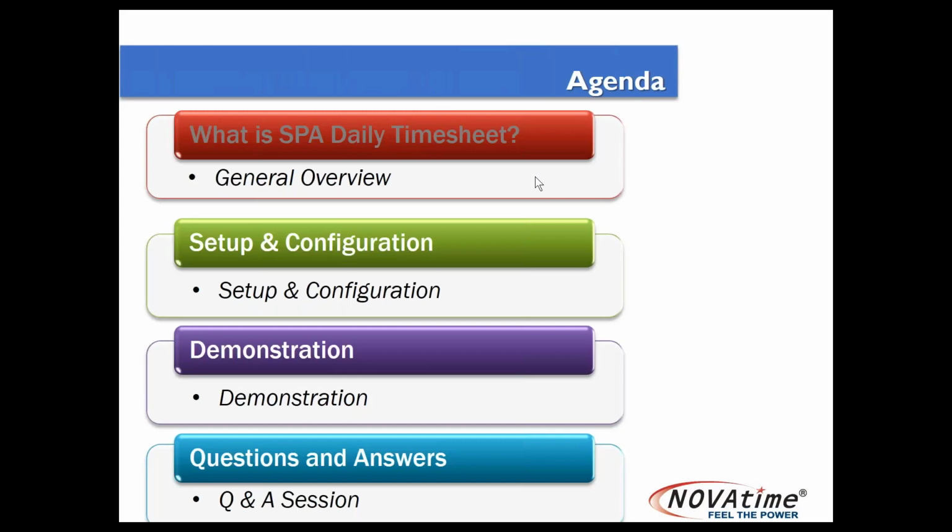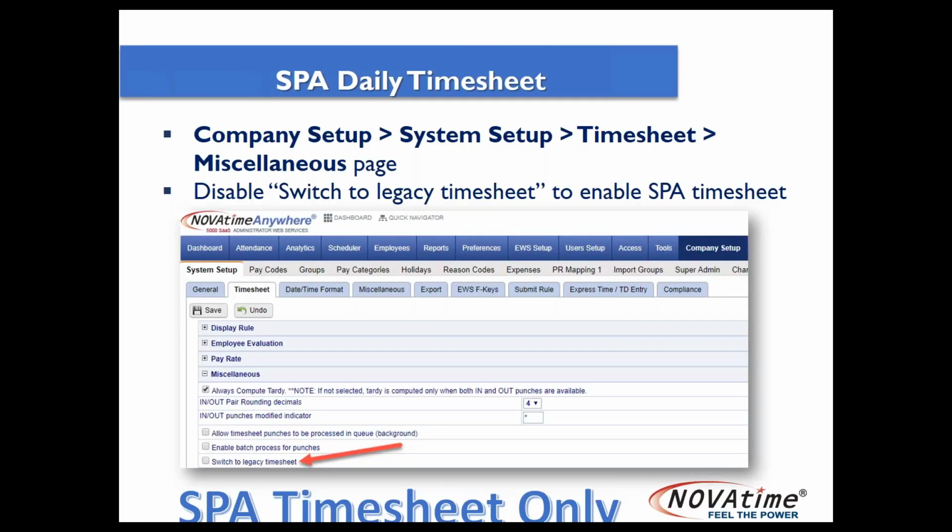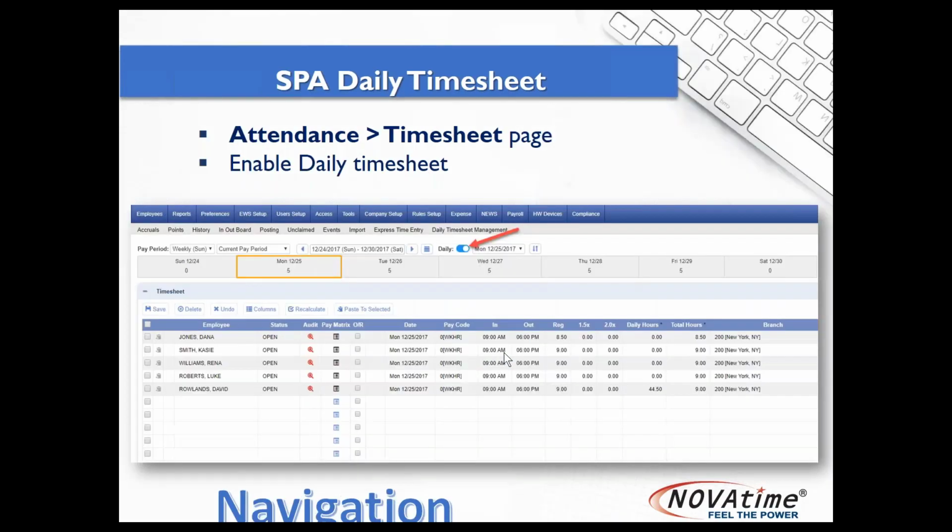Next we're going to jump into the setup and configuration. First off, for the SPA Daily Timesheet, you have to have SPA enabled. If you don't have the SPA timesheet, the newer timesheet, enabled, all you have to do is go to Company Setup, System Setup, then Timesheet, and then Miscellaneous. Once you go in there, at the bottom you'll see an option. By default, this is on. You just uncheck that, hit save, and then log out and log in to refresh your session. Once that's on, it'll turn on the SPA timesheet.